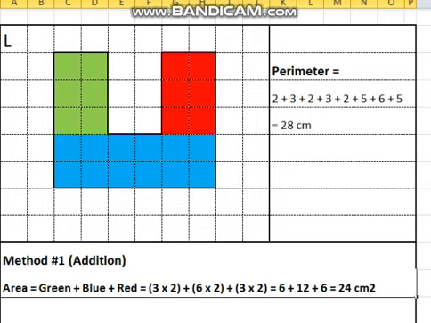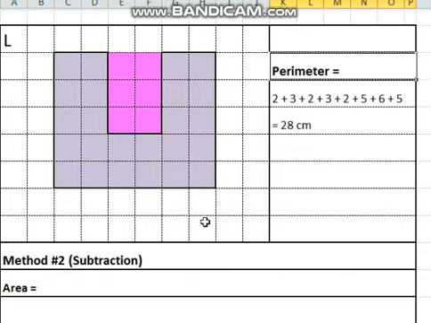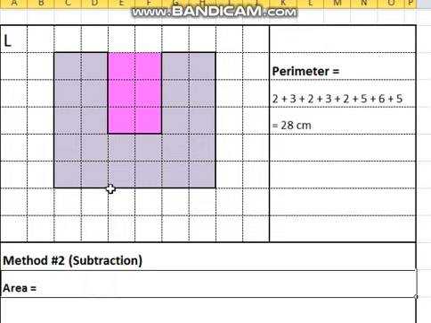Now let's use the second method. The second method is by subtraction. If we do by subtraction, you can see again, this is the whole area, and then we cut the area in the middle here, the pink area, and then it becomes the U shape.